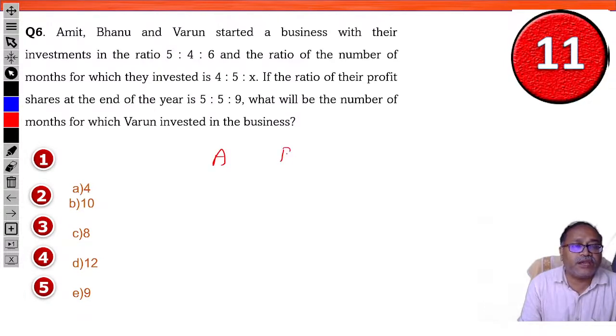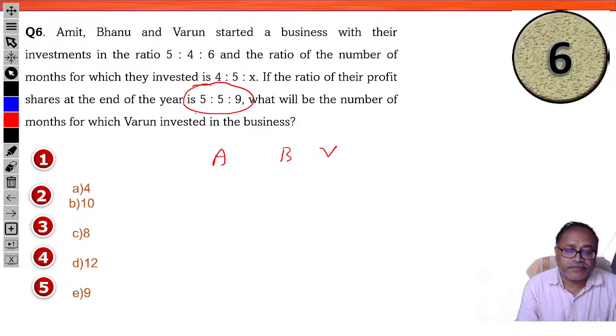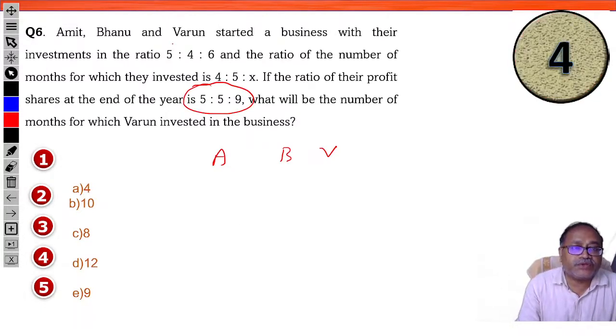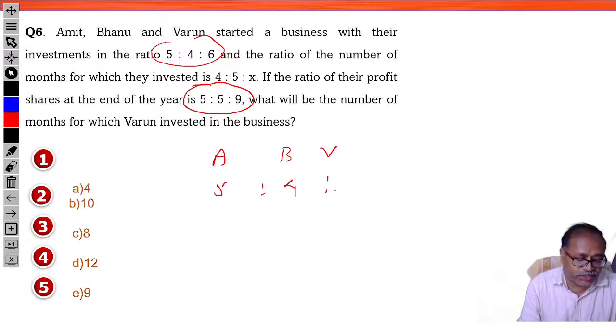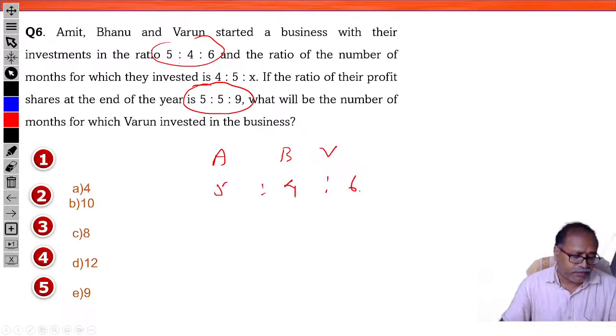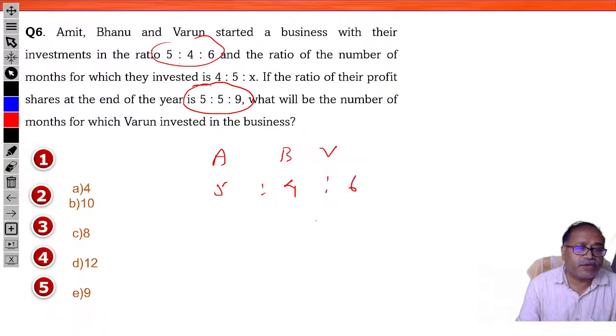This is A, B and C. Their profit and loss ratio is given to us. Capital ratio is also given to us, and we have the time ratio, that is 5:4:6. Option D. Aman says option D. Check that. Why am I getting 4? We are not getting the same. Probably I made a mistake.